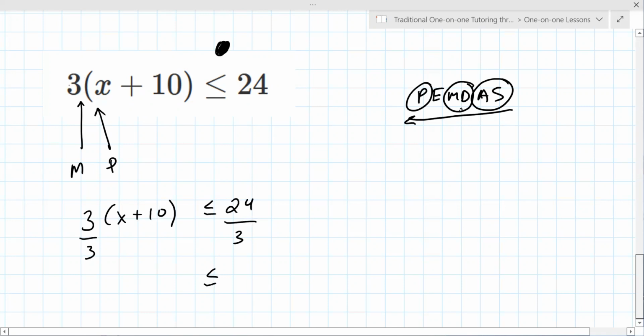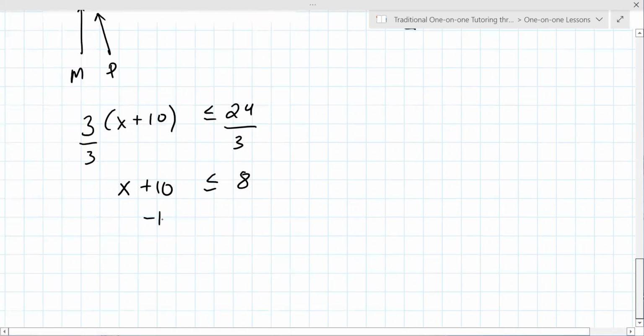What is the value on the right-hand side? What is 24 divided by 3? The fraction bar means division. 8. On the left, it's just x plus 10. So you subtract 10 from both sides. Yes.